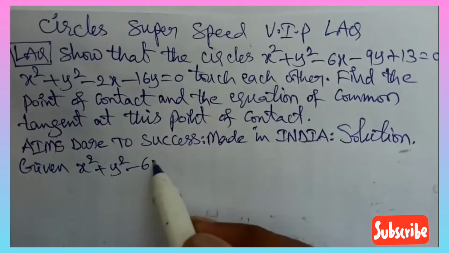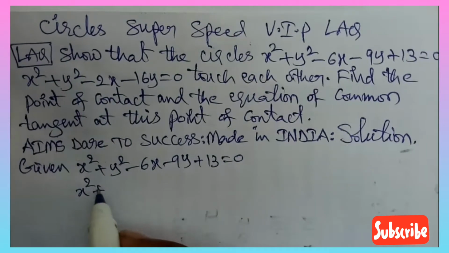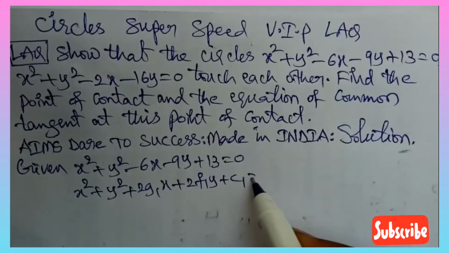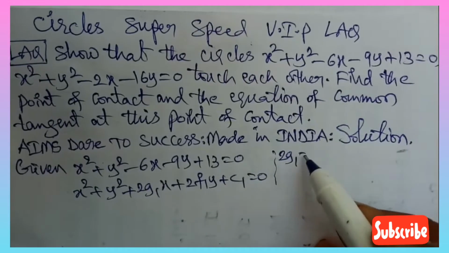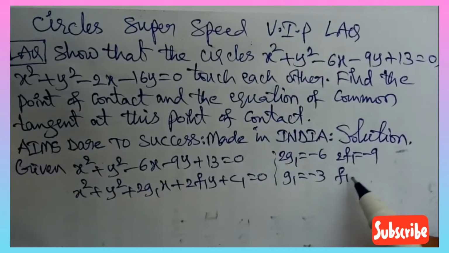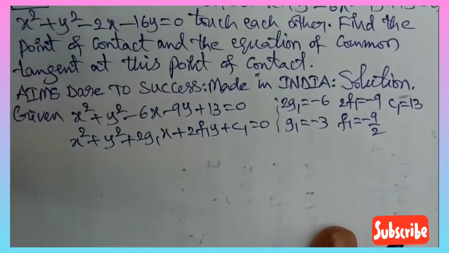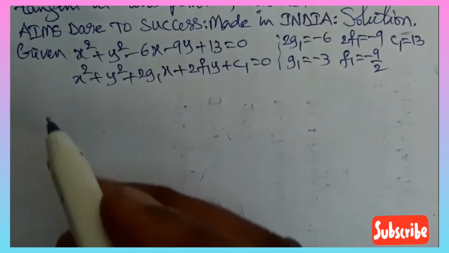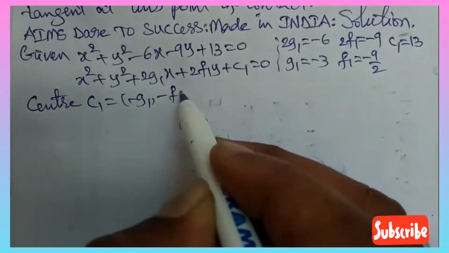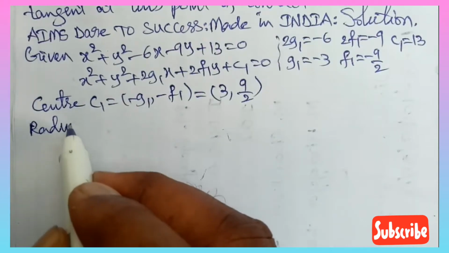Solution. Given first circle x square plus y square minus 6x minus 9y plus 13 is equal to 0. This looks like x square plus y square plus 2g1x plus 2f1y plus c1 is equal to 0. Comparing x coefficients, we get 2g1 is equal to minus 6, g1 is equal to minus 3. Comparing y coefficients, 2f1 is equal to minus 9, f1 is equal to minus 9 by 2, and constant term c1 is equal to 13. Now we can find the center. Center C1 is equal to minus g1 comma minus f1, that is 3 comma 9 by 2.